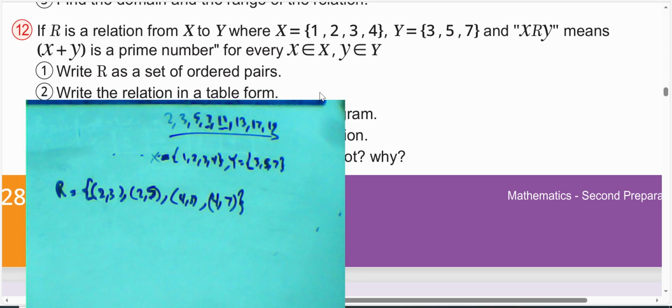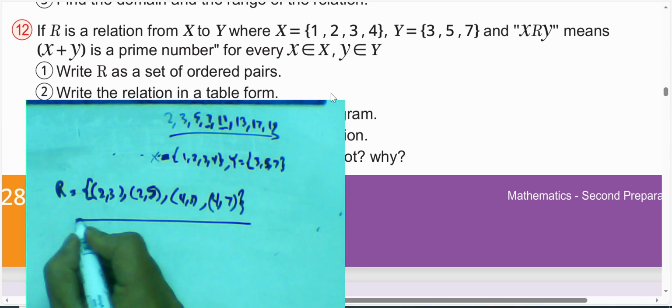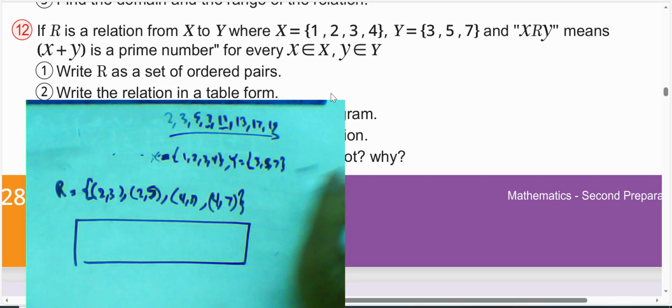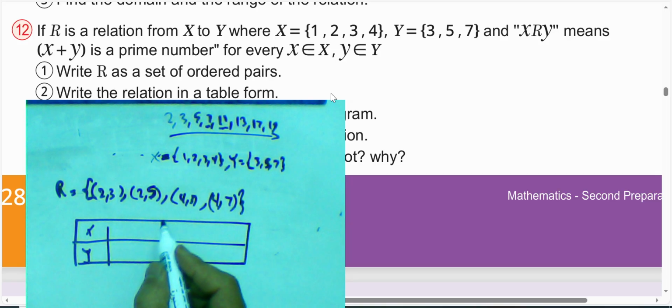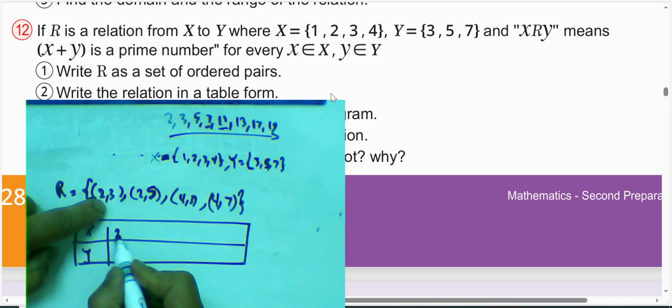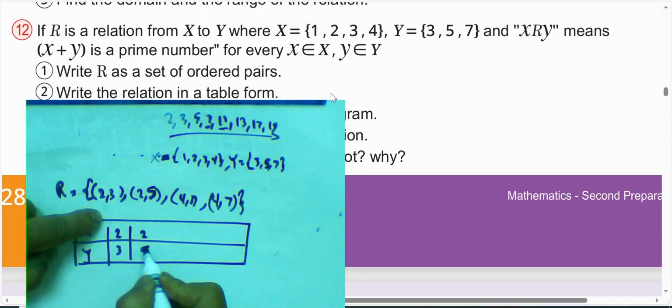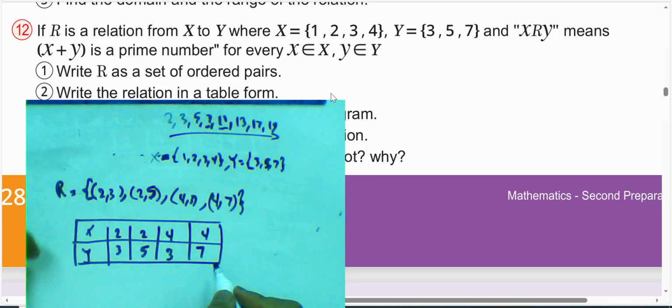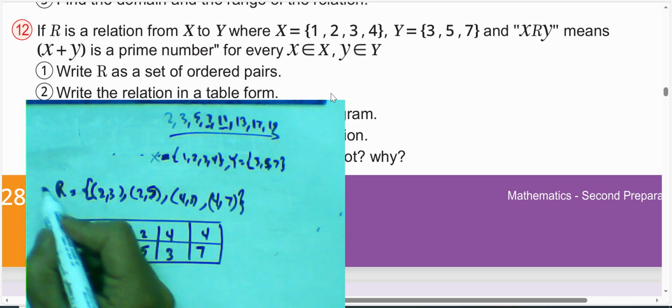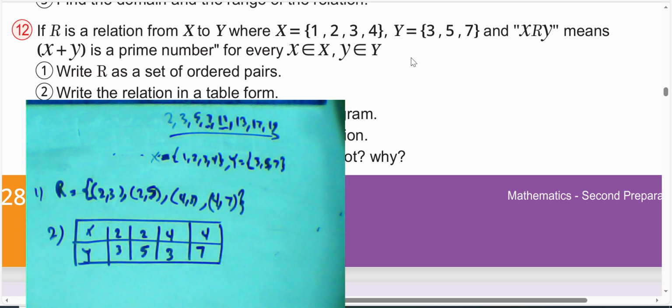Write the relation in table form. You can make a table form like this, and then put the elements. We have x and y. The elements of x are 1, 2, 3, 4, but I will write here 2 with 3, 2 with 5, 4 with 3, and 4 with 7. This is x and y. This is question number 1 and question number 2.